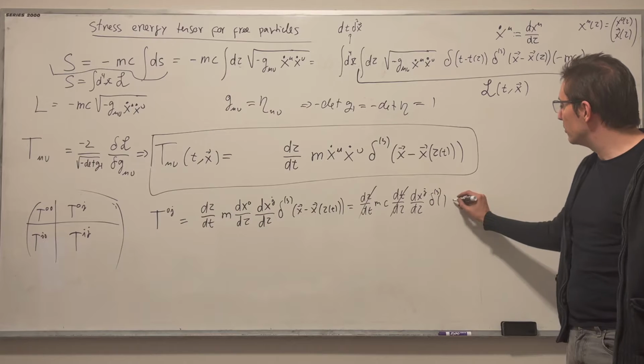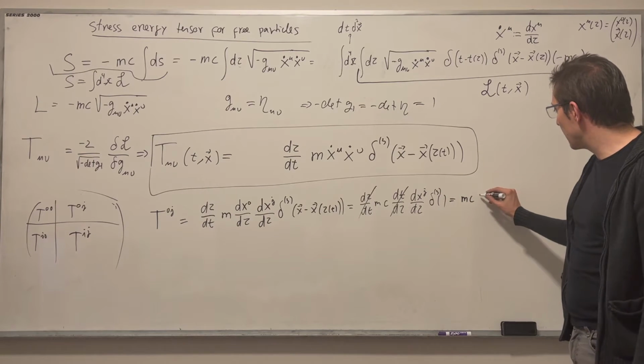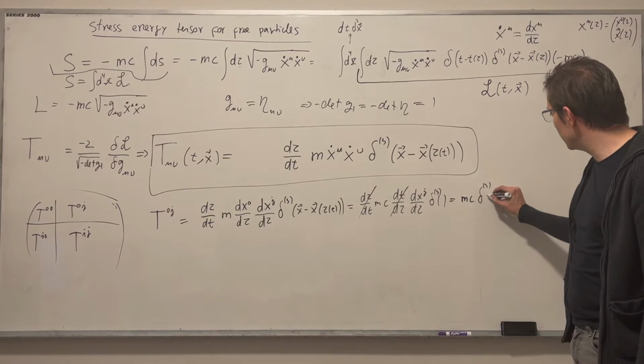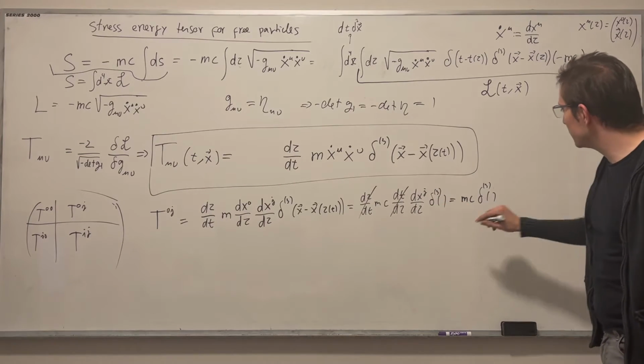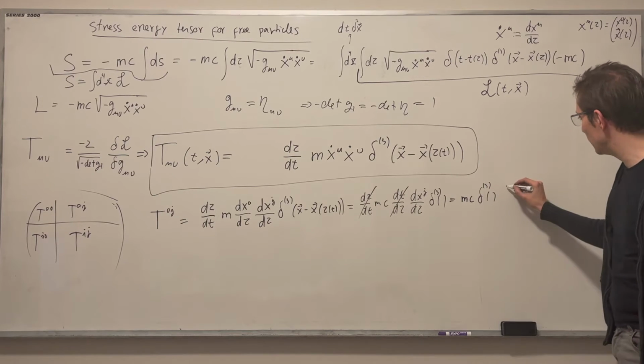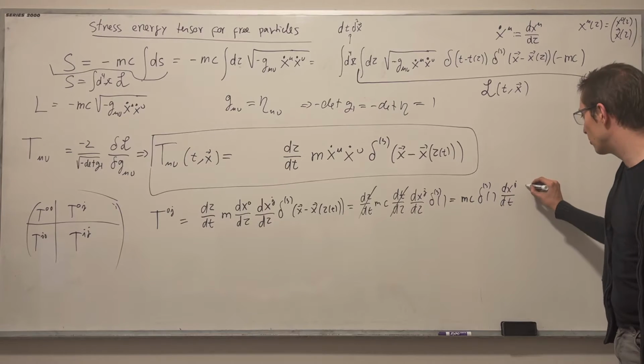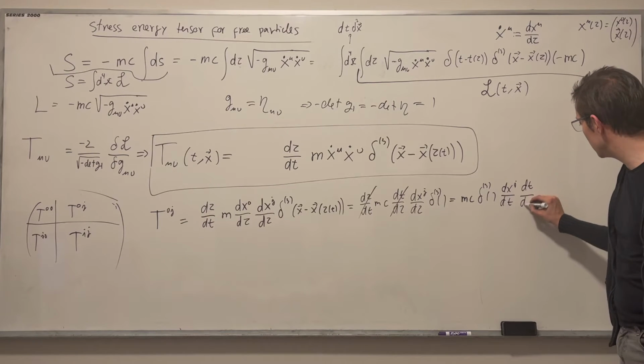And I can also play a little bit. Let me just write it here. So that's going to be mc. I'm going to have the delta. And this thing is going to be dxj d tau. Oh, I can write it in terms of the coordinate t as well, the derivative with respect to t, dxj dt, but of course I have to pay the price of having dt d tau here.